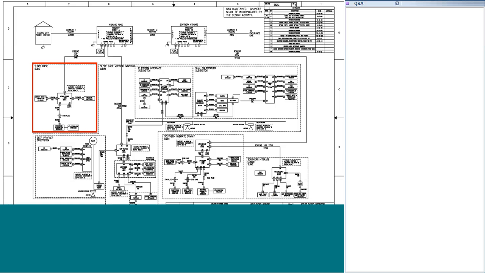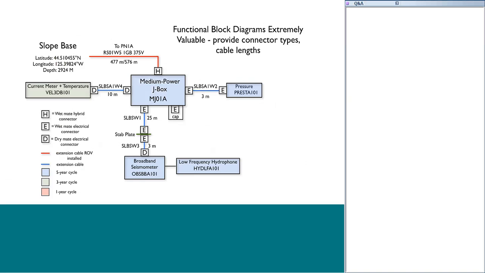If we zoom in on the slope-based site, I'll just show you that in detail. So these are the instruments that we have right there, and then the different kinds of connectors, whether they're dry-mated, electrical, or hybrid. And again, some of that depends on the power requirements that we have for each of the instruments.